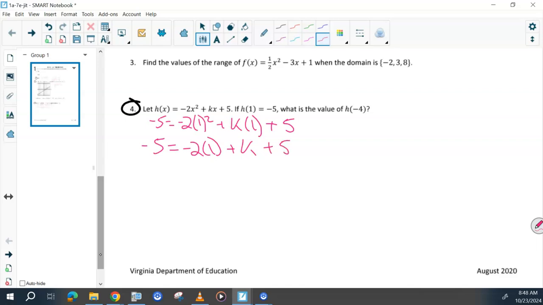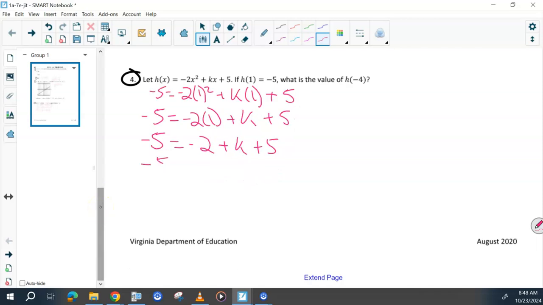So this would just be 1, this would just be k. So negative 5 equals negative 2 plus k plus 5. Or negative 5 equals 3 plus k. And if we solve this and get rid of 3, k equals negative 8. So now we have that part. Once we have that, now we can put that k value into the equation and figure out what h of negative 4 is.